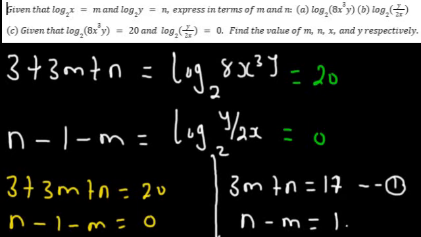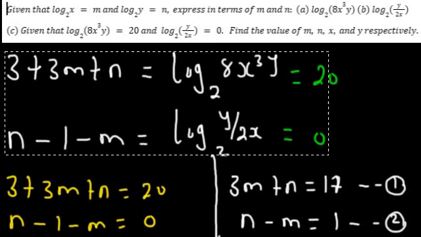Now at this point, I'm just going to solve for m. So let's say this is equation 2. I would like to solve for n in equation 2, to keep it simple. So let me just create some space.